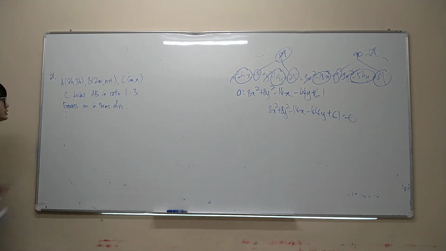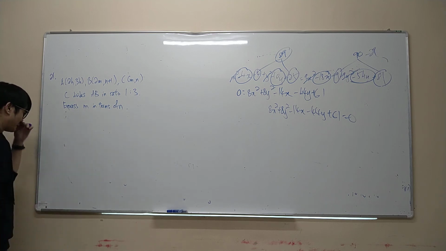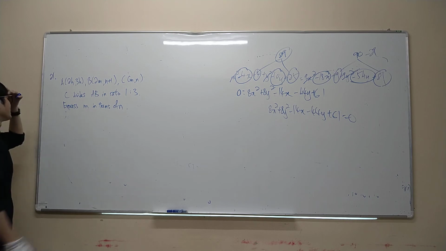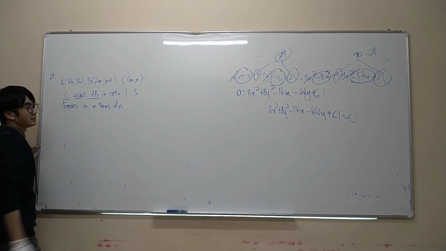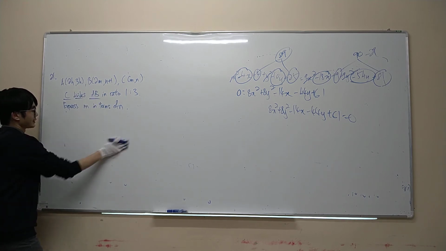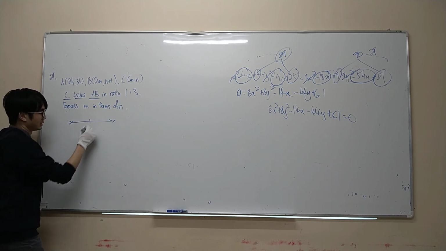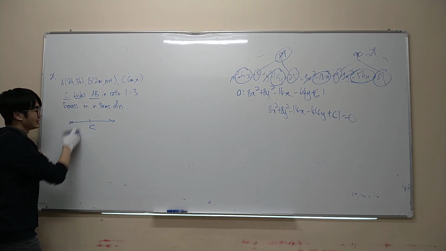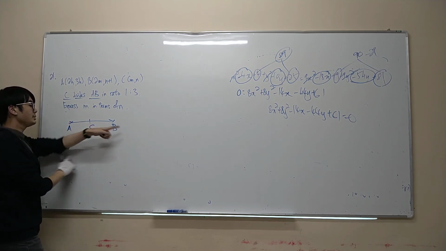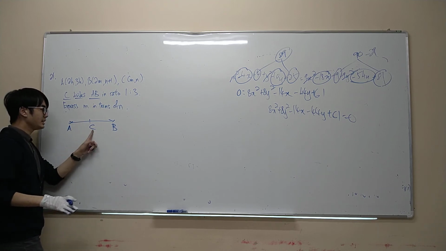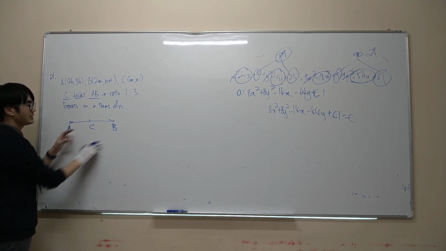So how should I approach this question? This is coordinate geometry. C divides AB. So who's in the middle? C, because they say C divides. C is the divider. So this is A, this is B. The A and B reversed is okay. It's just that the middle one you have to get correct.